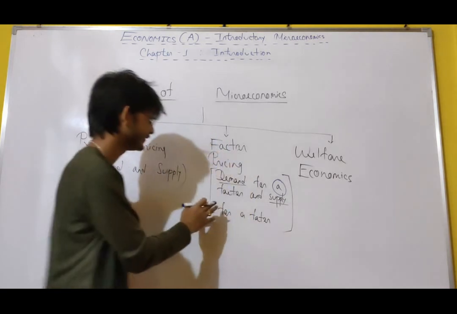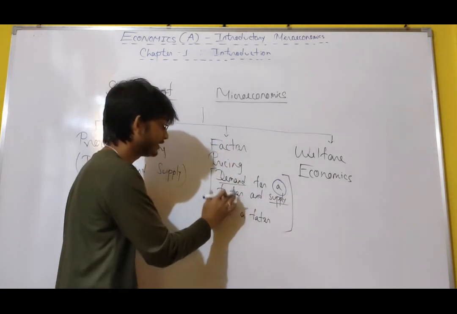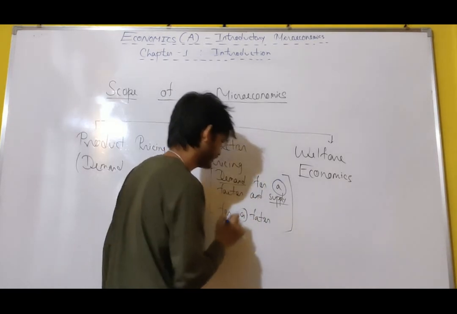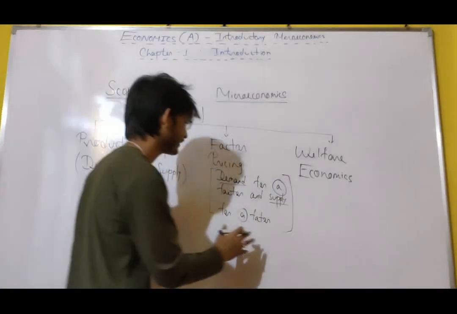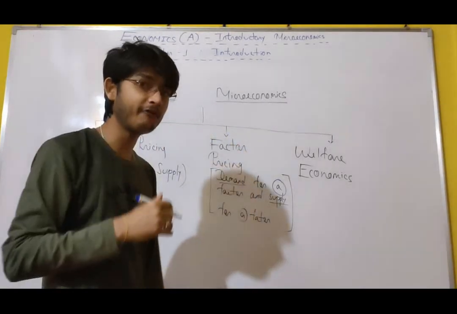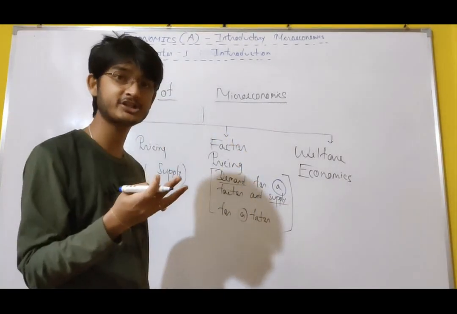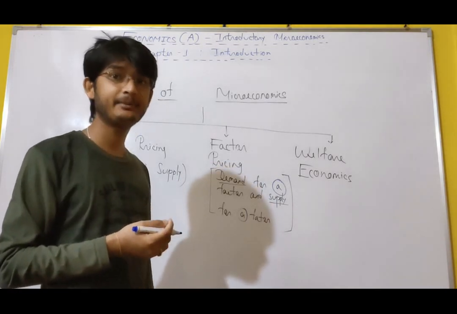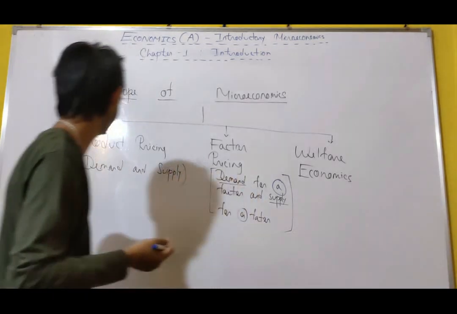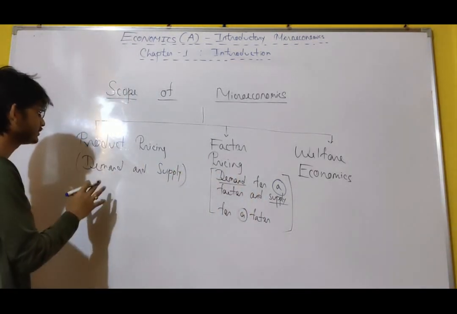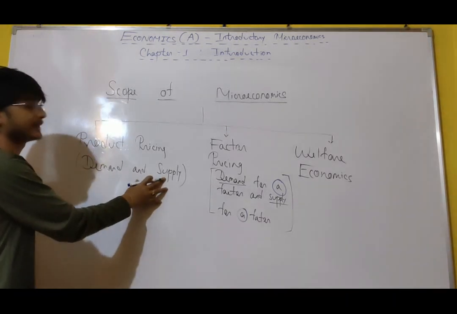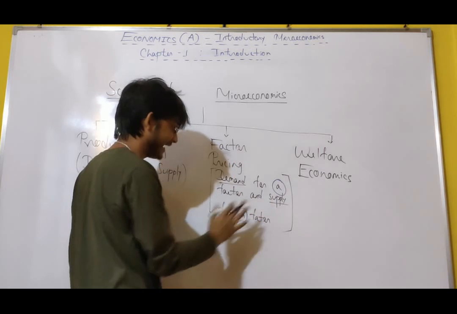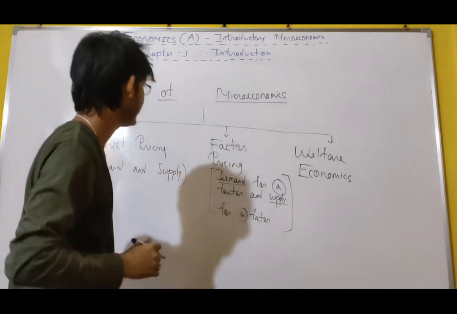It's factor pricing. So we will concentrate on demand for a factor. And again, the supply for a factor, not multiple factors. A factor. And factor means the factors of production. There are four factors of production. You can note it down. There are four factors of production, which are land, labor, capital and organization. In product pricing, we will concentrate demand for a product and supply for a product. In factor pricing, we will concentrate demand for a factor and supply for a factor.